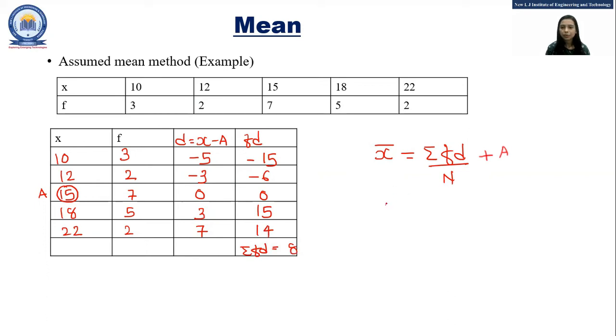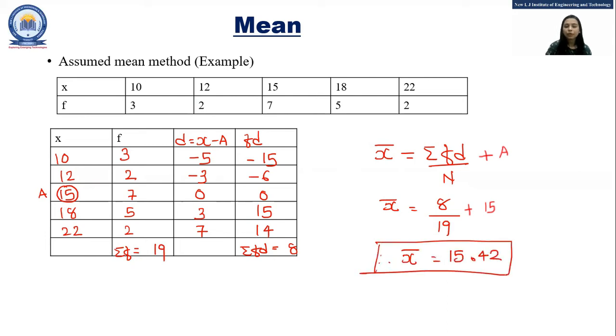So we can just put the value over here. X bar is equal to 8 upon sigma f, where sigma f is equal to 90. So that is equal to 8 by 90. That's why x bar is nothing but 15.42. So here, if you solve this example through the direct method, you will get the same answer, 15.42. But here we make use of the assumed mean method to make the calculation easy.